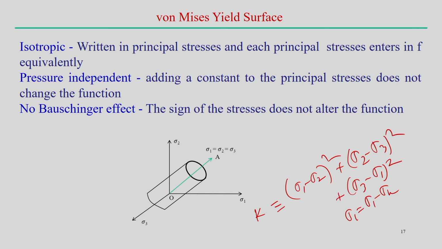We also represent this graphically, for example with sigma 1, sigma 2, the principal stress axis system. In this case, we draw a line such that this vector makes an equal angle with respect to all the principal stress axes, and along this line sigma 1 equals sigma 2 equals sigma 3. So this indicates the yield surface, and it is cylindrical.